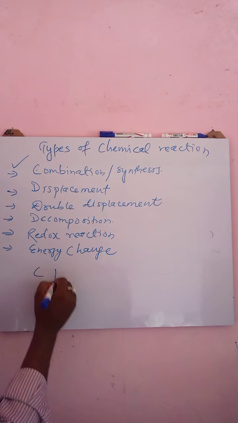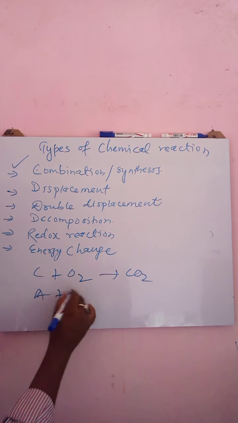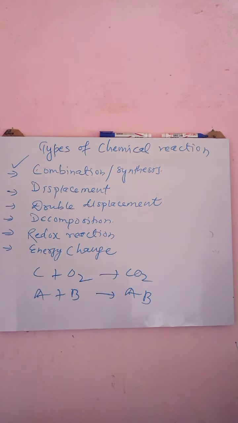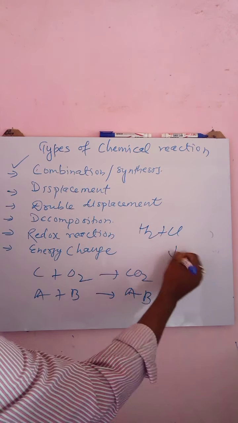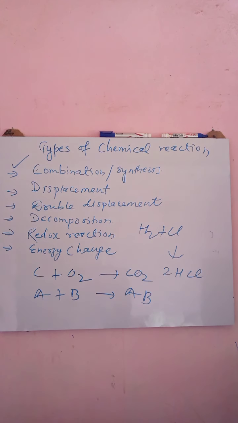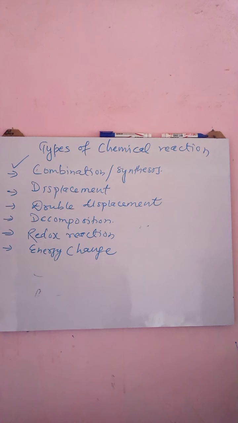C plus O2 gives CO2. Means A plus B gives AB type of reaction. Synthesis reaction. Right? H2 plus Cl2 gives 2HCl. A plus B gives AB type of reaction. So it is a synthesis or combination reaction. I hope you people understood. Right? Second one is displacement reaction.